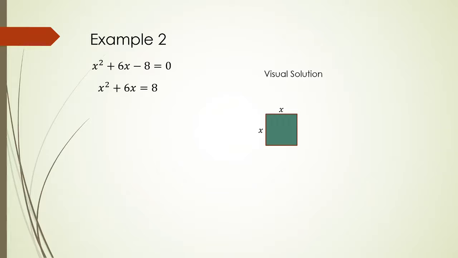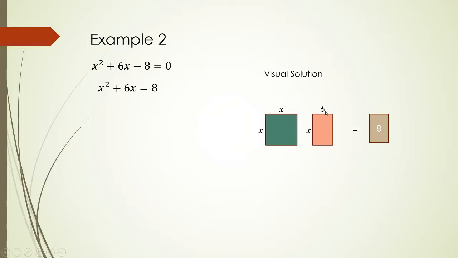How about 6x? 6x means that it's a rectangle. One side is 6, the other side is x. And of course on the right hand side of the equation, we have simply a value of 8 as an area. Now when we look at it this way, it gives us a better understanding of why we are completing the square. I need to make the left hand side of the equation become a square so that I can square root.